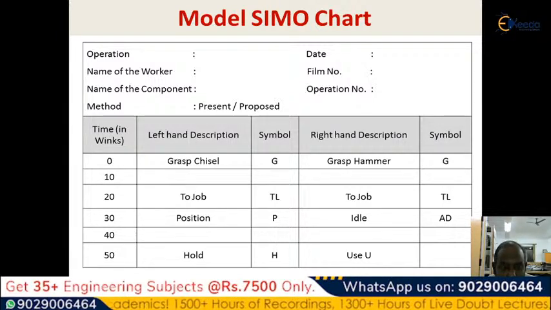Here 20 winks, sorry. So 20 winks are going to be idle for the left hand and right hand. So is there any possibility for me to utilize these 20 winks? Since it's a micro motion study, again you can utilize it in a better manner. So that's the idea.